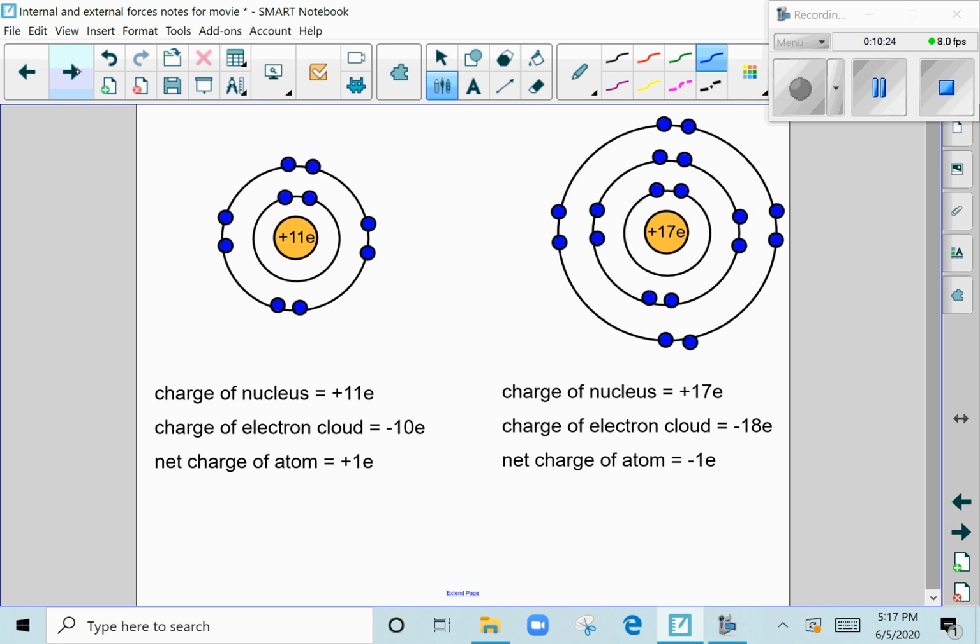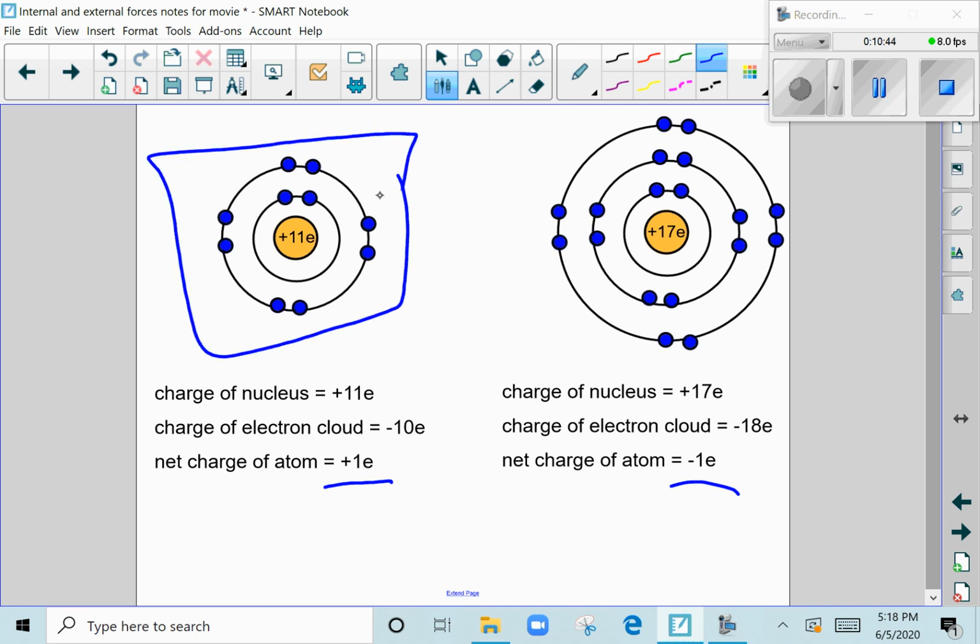Now all of a sudden I have a positive charge of 1e for the sodium and a negative 1e for the chlorine. So now there's an electrical force between these two atoms that are outside of each atom. I have an external force now because the force acting on this atom comes from this guy. So I have an external force on the sodium pulling it to chlorine.